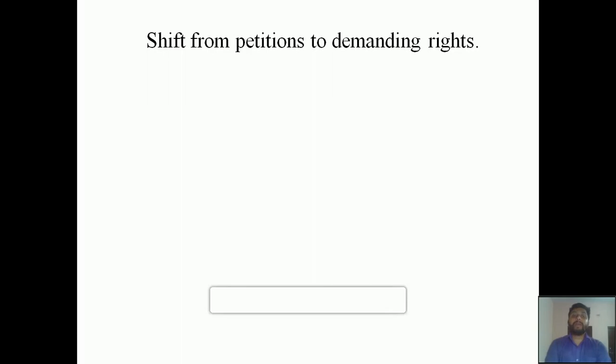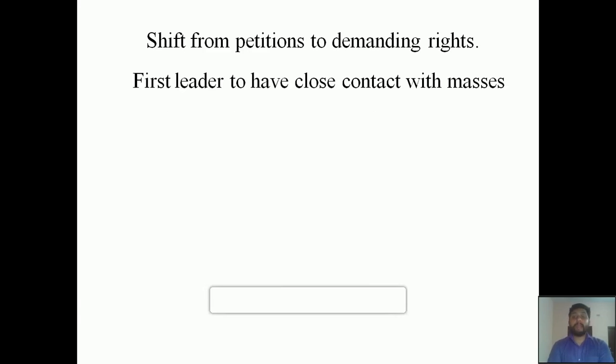Due to his entry into the politics of India, it can be considered a shift from petitions to demanding rights. Before his entry into politics, the leaders were following petitions. They were writing petitions to the British government for their rights. But when he joined the politics of India, it was a period of shift from petitions to demanding rights. Rather than begging, they started to demand their rights. So it was a main impact, a contribution from his side.